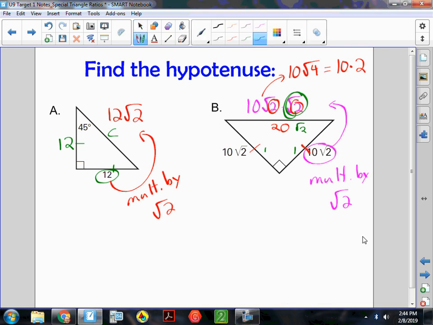Just want to point out that in triangle A, they told me it was a 45-degree angle, and in triangle B, they did not tell me it's 45. But they show that the side lengths are the same, so you know it's isosceles, and it has to be 45.